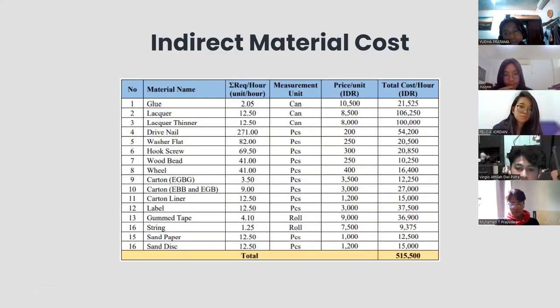Next is indirect material costs. Here, we get the total cost from price times rate per hour. So the whole total is 515,000.